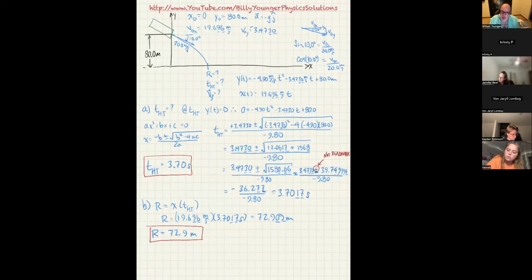Can anybody remember how we might go about getting the final velocity? Or can anybody tell me anything to help us figure out what the final velocity is? Is there anything we already know about the final velocity? Would we put it in the y of t, but the t is the t of halftime? So we take the y function and put it as t of halftime?